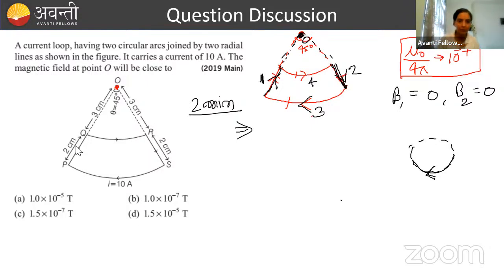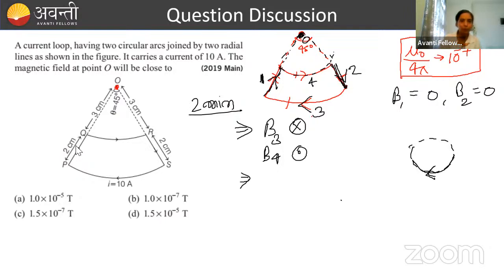So because of this, the magnetic field will be what? This is clockwise, so the magnetic field will be inward. So the direction of B3 is inward. And what about B4? Here the current is going in which sense? It is going in the anti-clockwise sense. If current is going anti-clockwise, my thumb is pointing outward. So the magnetic field because of B4 is going to be outward. Now the net magnetic field at point O will be either B3 minus B4 or B4 minus B3, depending on the magnitude, right?